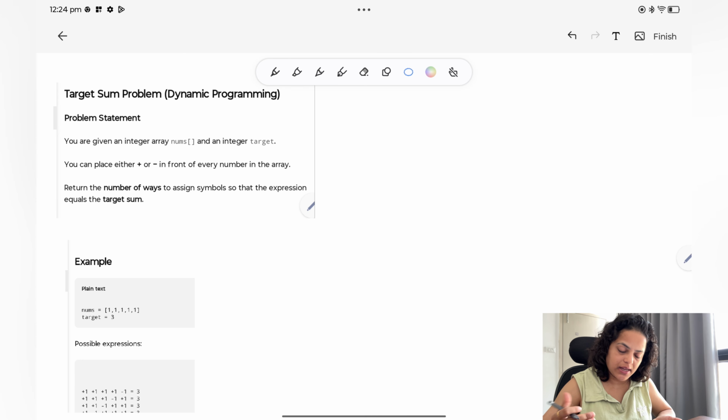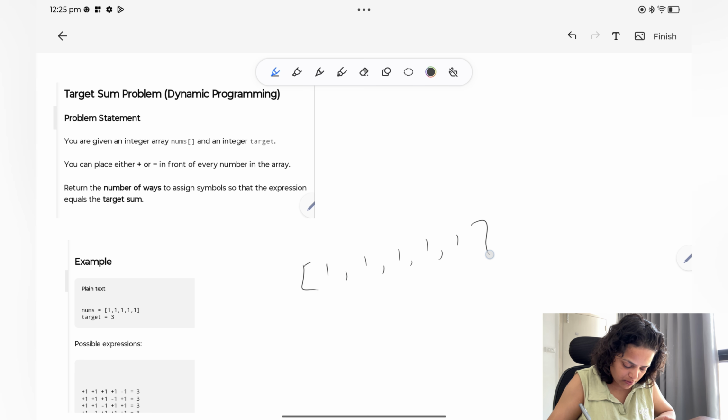I'll explain what the problem is. You would be given an integer array, and let's say this is your integer array, where you are given 1, 1, 1, 1, 1, that is, five 1s. After that, the target given to you is 3. Let's say the target is 3.